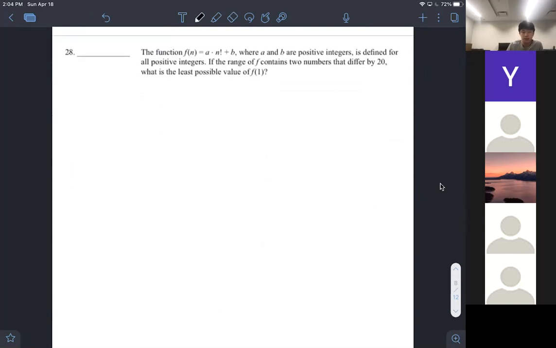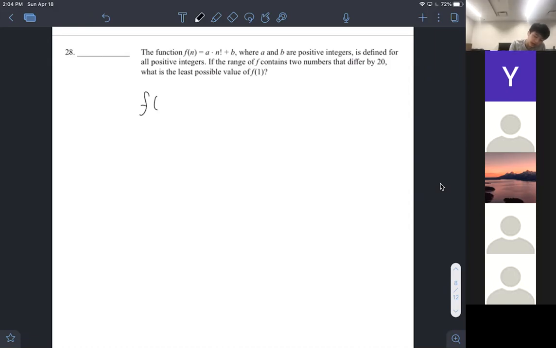Next we have problem 28. The function f of n is equal to a times n factorial plus b, where a and b are positive integers, is defined for all positive integers. If the range of f contains two numbers that differ by 20, what is the least possible value of f of 1? So what does it mean that the range of f contains two integers that differ by 20?